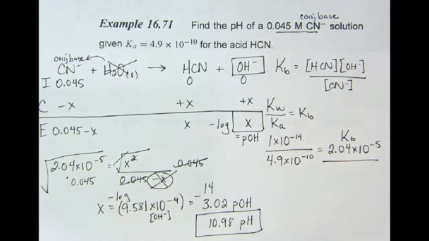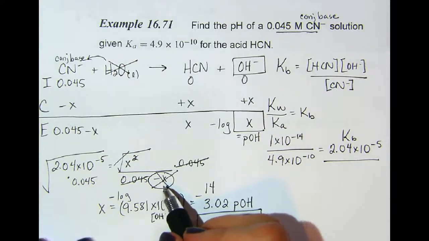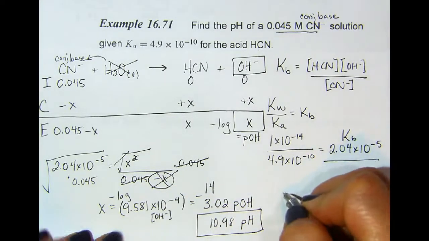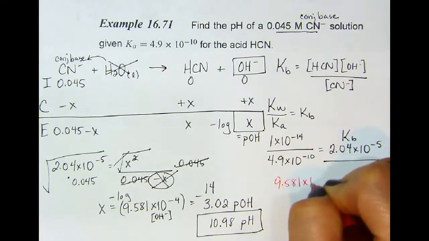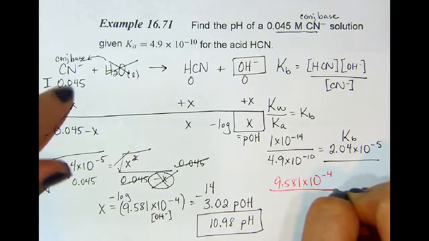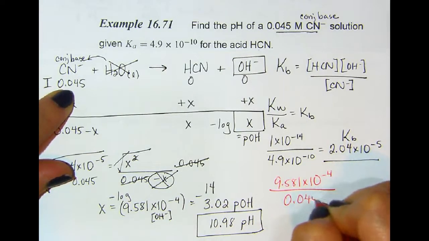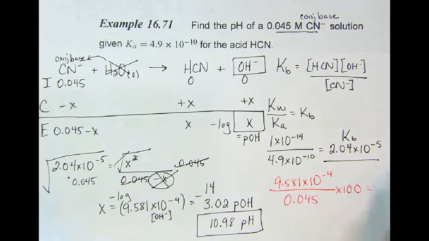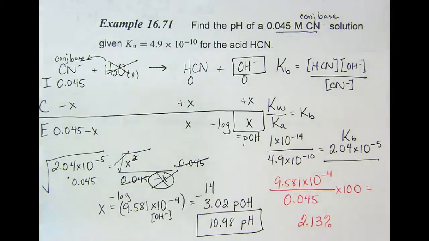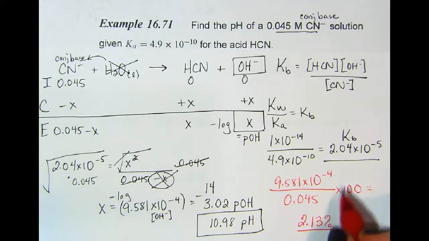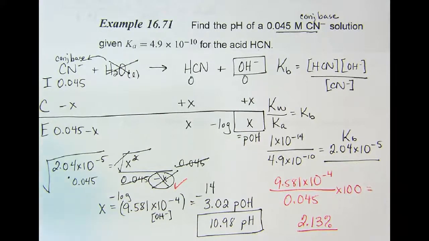We're going to have to verify that this approximation is okay by determining the percent ionization. So we're going to take the value for x, which is 9.581 times 10 to the negative 4. You want to divide it by the original concentration, 0.045, multiply that times 100, and that gives you a value of 2.13%. And remember, it's the 5% rule, so anything less than 5% is acceptable, which means that this is a legitimate approximation and we don't have to go back and use the quadratic formula.